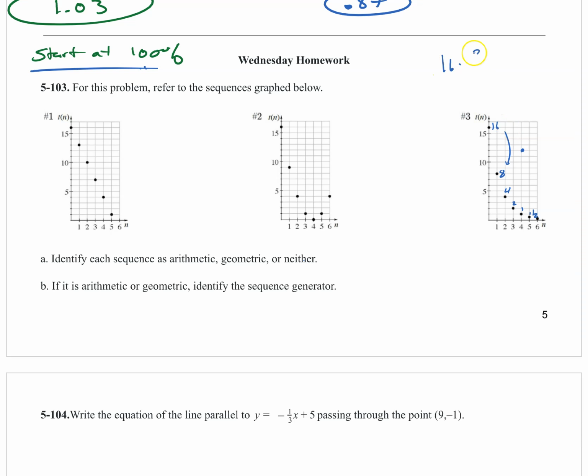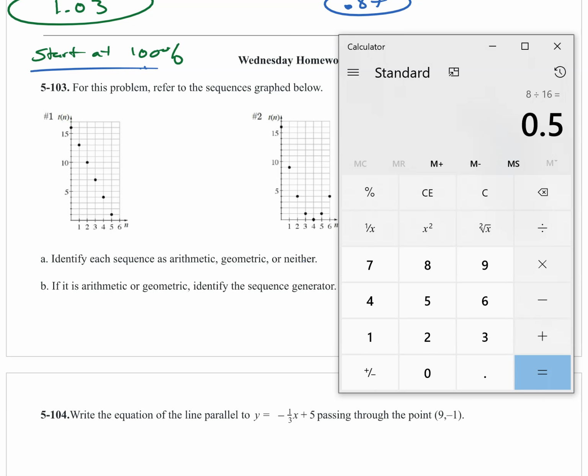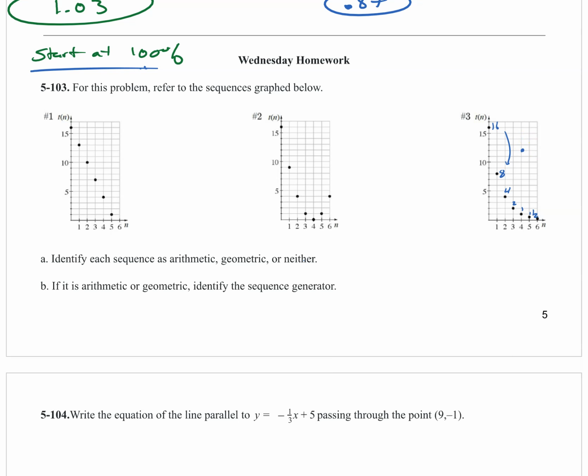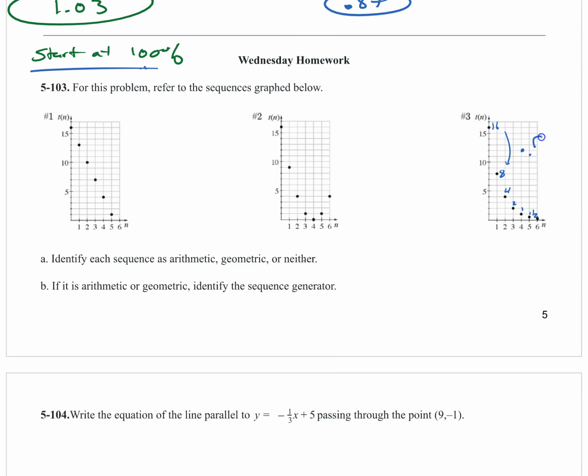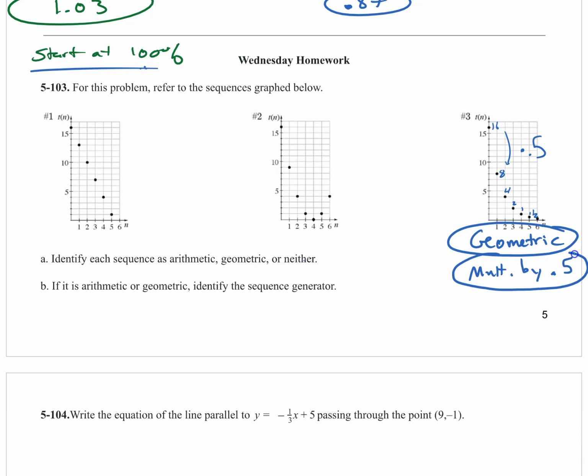So 16 times what is equal to 8? Well, to figure that out, let's divide. 8 divided by 16, 0.5. Makes sense, right? So 0.5 times 16, that's going to be 8. 8 times 0.5 is 4. 4 times 0.5 is 2. So it's halving each time, or multiplying by 0.5, sorry. And that makes it a geometric. Geometric sequences, they multiply to go to the next term.